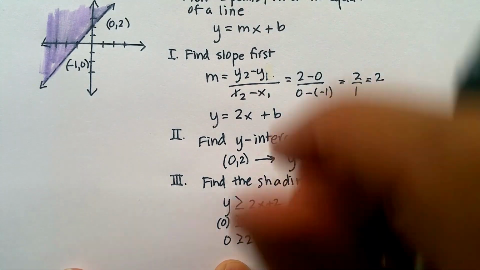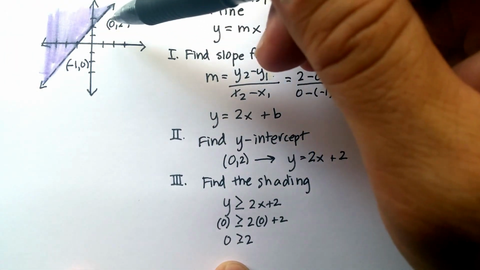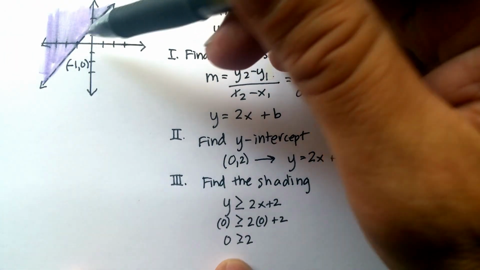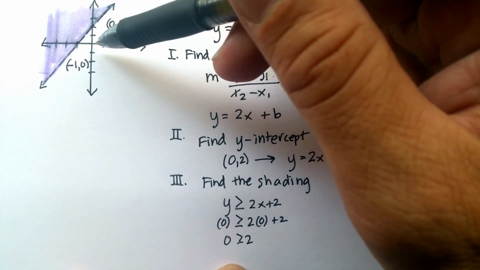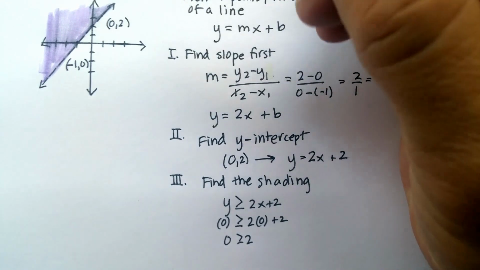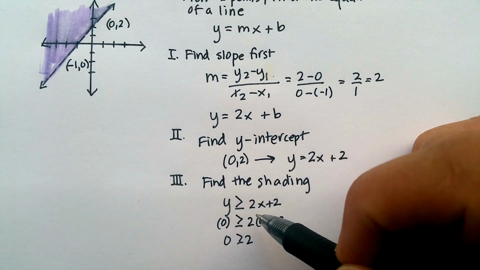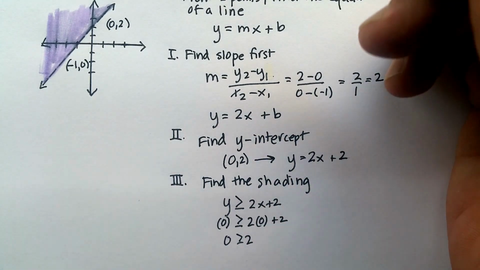And the answer is no, it's not, right? Which means I would shade the opposite side. So it looks like I'm doing okay. All right, it looks like this would actually be the right equation. It would be y is greater than or equal to 2x + 2.